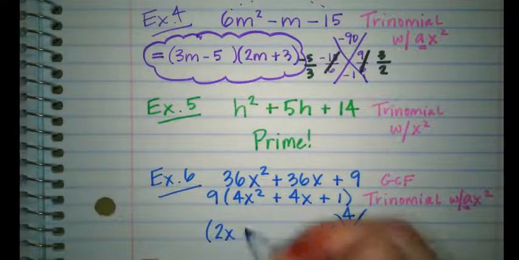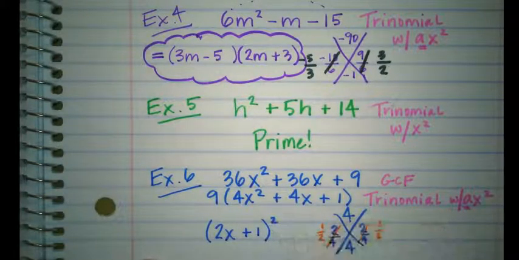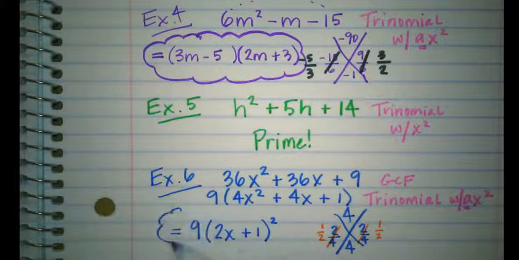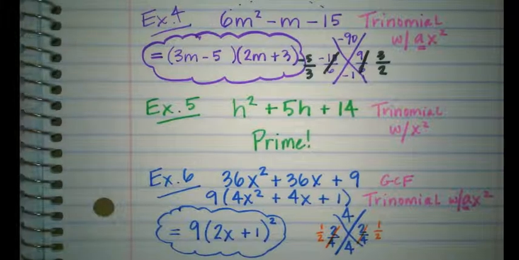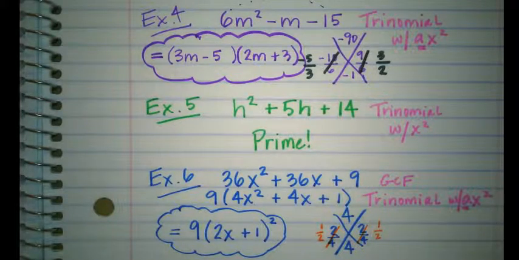So 2x plus 1 squared, which if we thought about the square root of 4x squared, that would give us 2x, and the square root of 1 is 1. But don't forget that we still need to put that 9 at the front. So the way to check again is FOIL this out, then distribute the 9, and you'll get what you started with. All right, I hope that's enough examples to get you started on factoring completely. Remember to use your organizer that we made in class, just to remind you of what to look for and then how to factor.